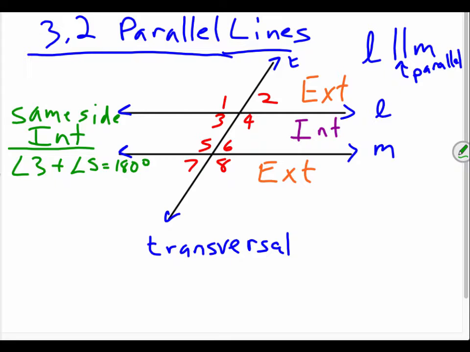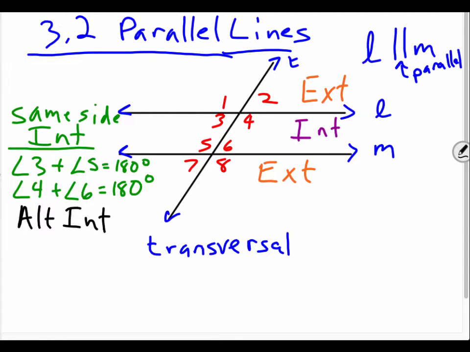Likewise, angle 4 plus angle 6 will equal 180. Always. If L and M are parallel, this always occurs. Next one, alternate interior angles. Angle 3 is congruent to angle 6.